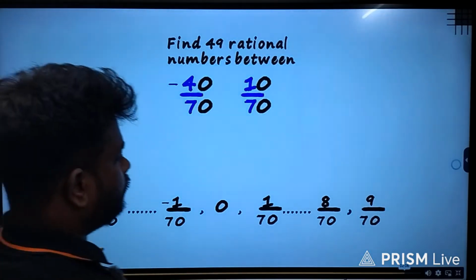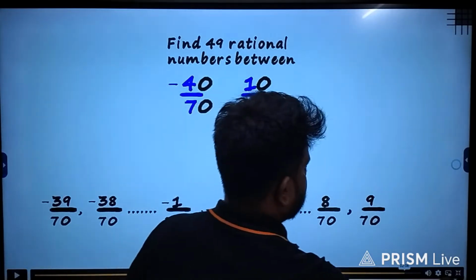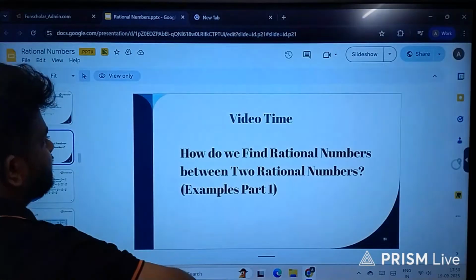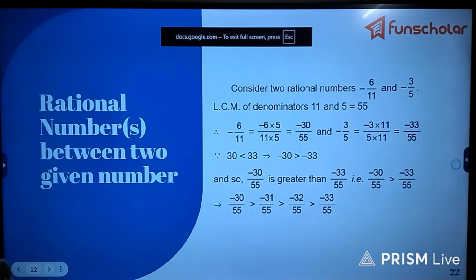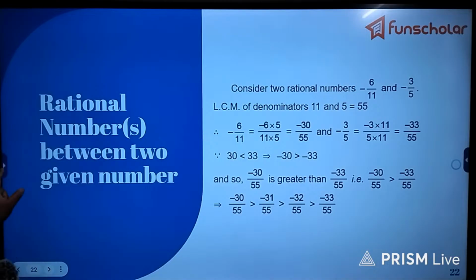So here is the video. Now we will be going in the next slides or the next topic. So rational numbers between two given numbers.